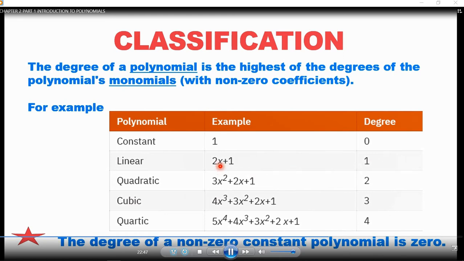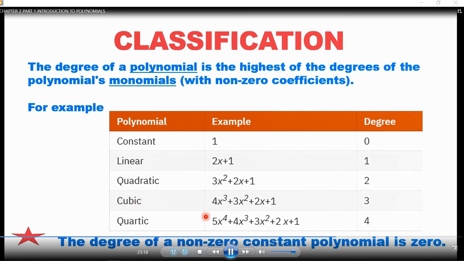Why? You see, x power 1 is the highest exponent in this term, 2x, which is 2x power 1. In the other term the exponent is 0. So the highest exponent is 1. Therefore the degree is 1. Here the highest exponent is 2. Hence the degree is 2. It is called a quadratic polynomial.